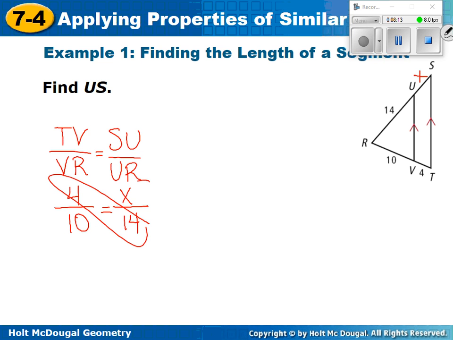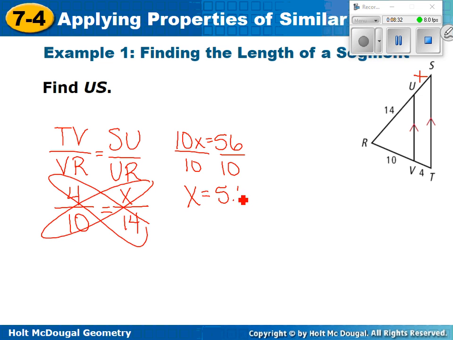Cross multiply and solve. So if we cross multiply, we get 10x equals what? 56. We divide by 10. What do we get for x? 5.6. And it's exactly 5.6, so it's okay to have a decimal as long as it's not a rounded value. So x is 5.6, which was the value of US.